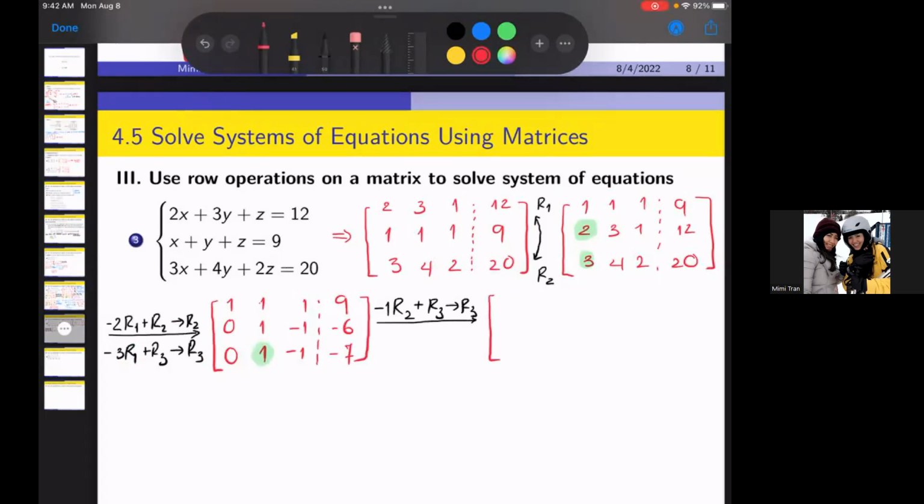So the first two rows are the same. Let me rewrite the first two rows so I don't forget. And then negative 1 times 0 is 0, and 0 is still 0, which is what we want. We don't want to change this. Negative 1 times 1 is negative 1 plus 1 is 0. Yay. And then negative 1 times negative 1 is positive 1 plus 1 is 0. Wow, this gave me more zeros than I wanted. Negative 1 times negative 6 is positive 6 plus negative 7 is negative 1.